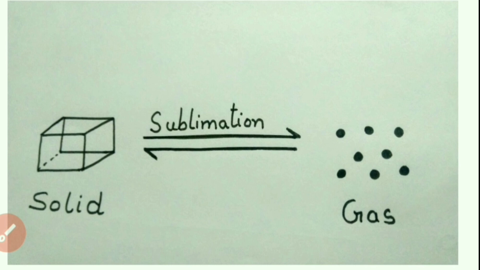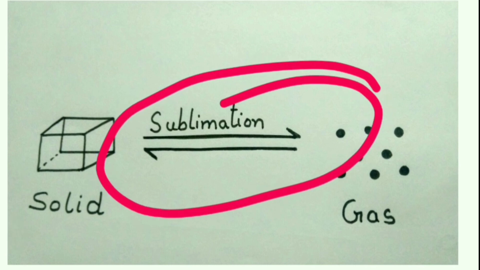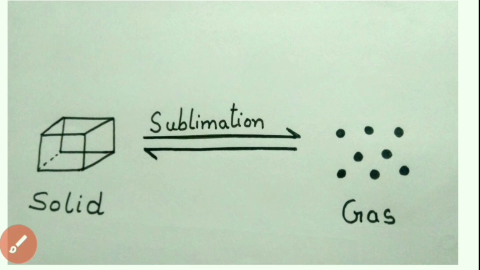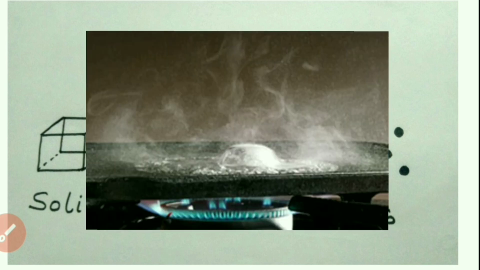Okay, and this process is known as sublimation, the changing of a solid directly into its vapors. Now this process can take place at room temperature also, at high temperature also. When it takes place at a high temperature, the speed of change increases.